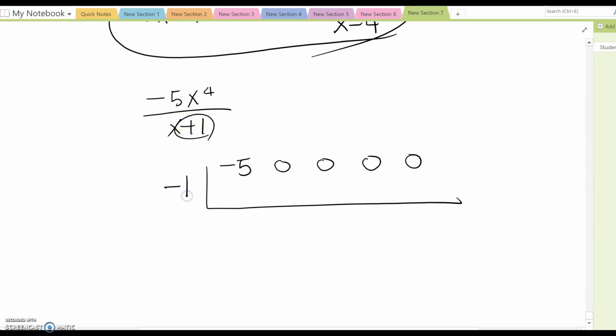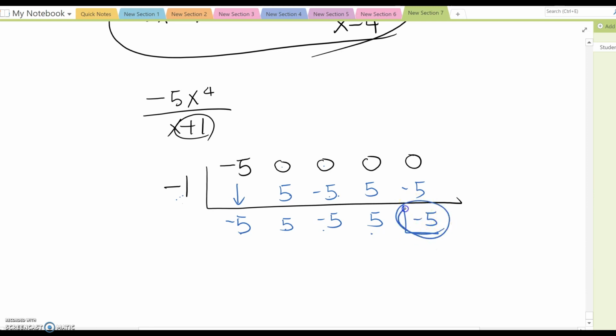Yeah, negative 1. Okay. So first number drops down, negative 5, and then negative 1 times negative 5 becomes 5. 0 plus 5 becomes 5. Negative 1 times 5 becomes negative 5. 0 plus negative 5 becomes negative 5. Negative 1 times negative 5 becomes 5. And then 0 plus 5 becomes 5. Negative 1 times 5 becomes negative 5. And 0 plus negative 5 becomes negative 5.